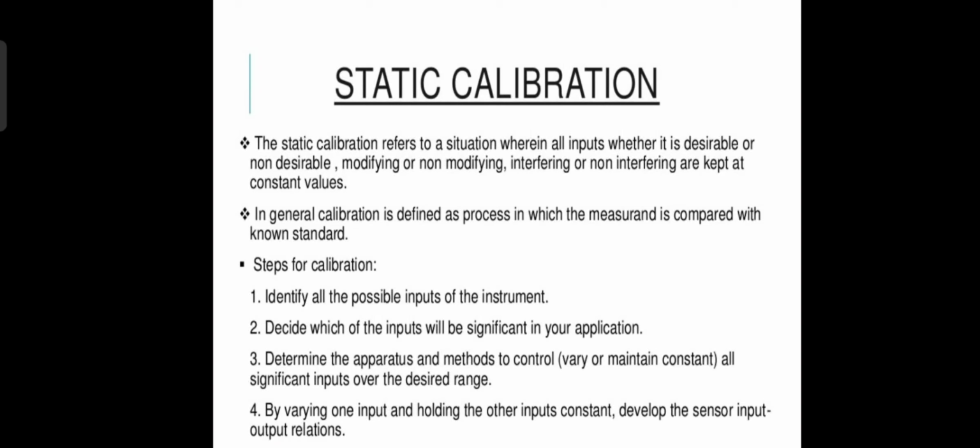The steps involved in calibration are as follows. First, we have to identify all possible inputs of the instrument. Then we have to decide which of the inputs will be significant for our application. After that, we have to determine the apparatus and methods to control all significant inputs over the desired range. By varying one input and holding the other inputs constant, we can develop the sensor input and output relation.